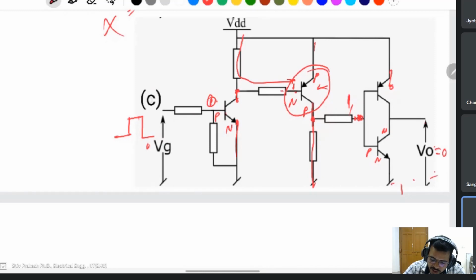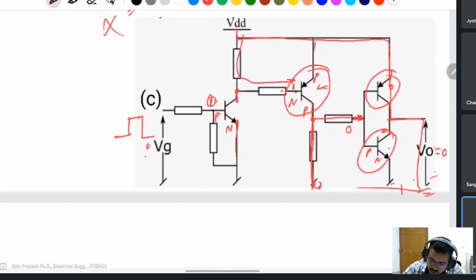Then this will be connected to 0. It means 0 appears on this base because the resistance is directly connected to 0. This will be 0, so this transistor will be turned on and will act like this. This will be turned off because of the NPN transistor current flow like that. It means this will be 0, then V output will be high.